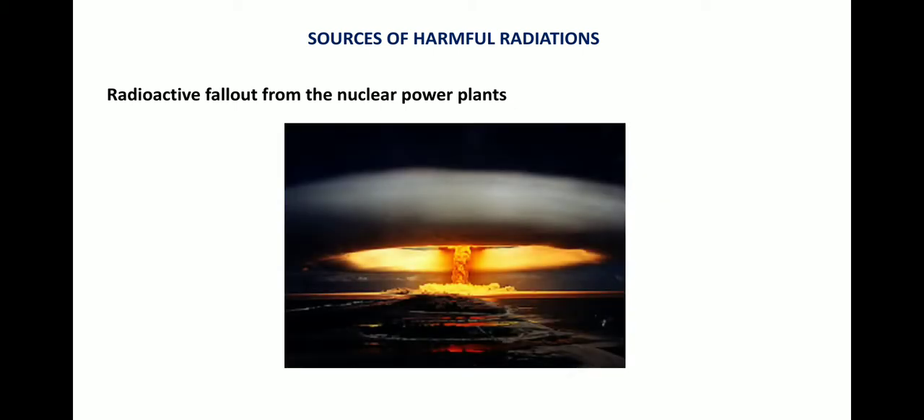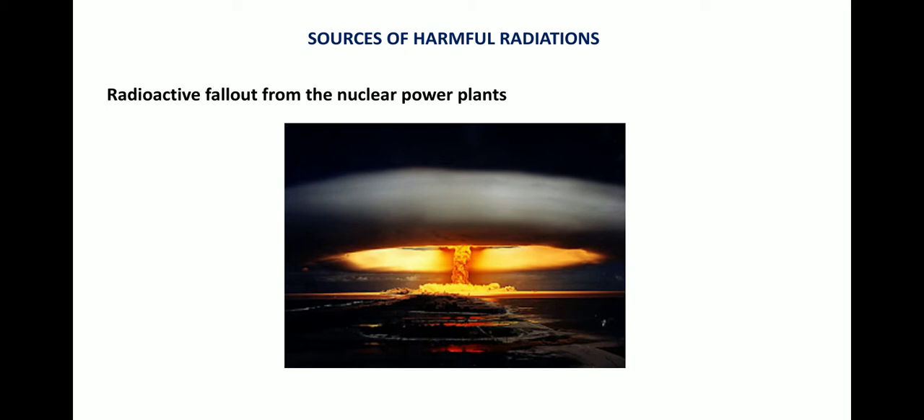Next, the sources of harmful radiations. Radioactive fallout from nuclear power plants. Nuclear power plants are now the major source of electricity in the world. If somehow there is an accident in the reactor of the power plant, a large amount of radioactive material and radiations will escape into the atmosphere. This will affect life even at far off places where they will reach due to the air current.